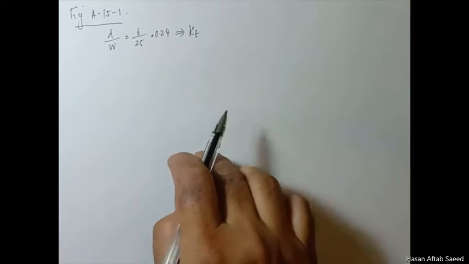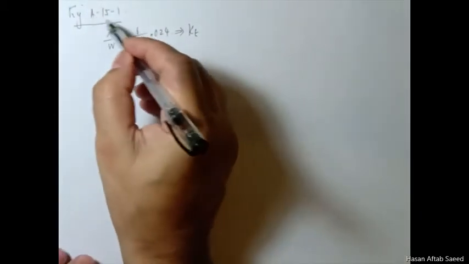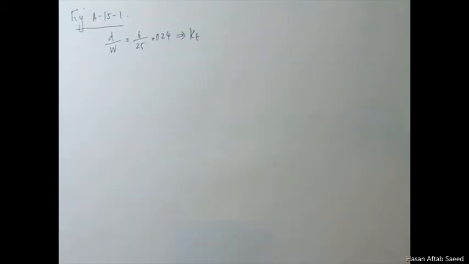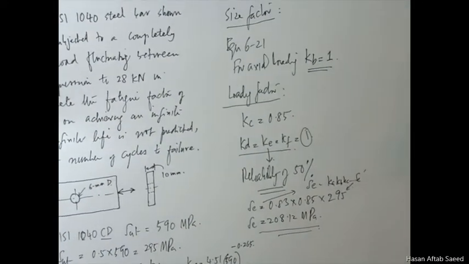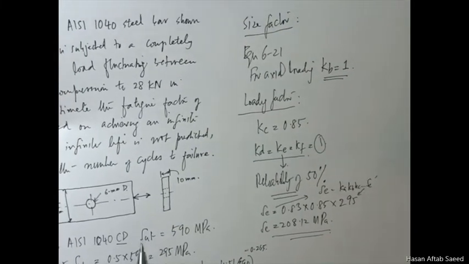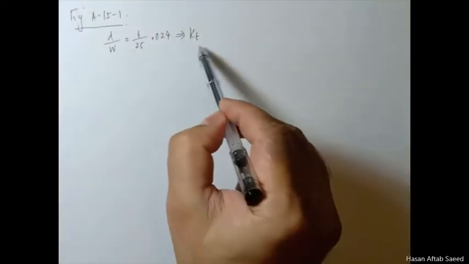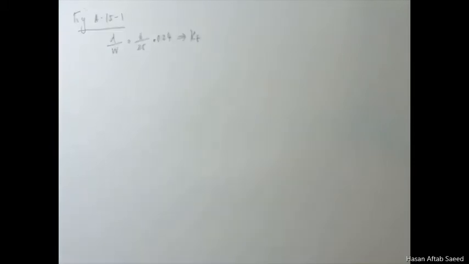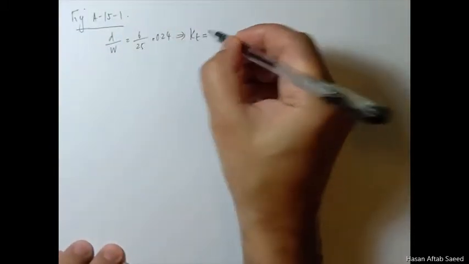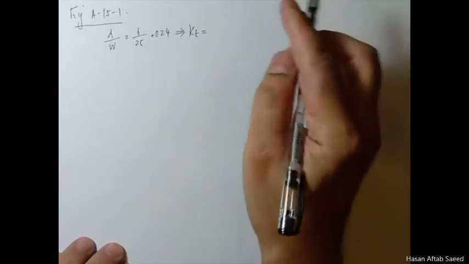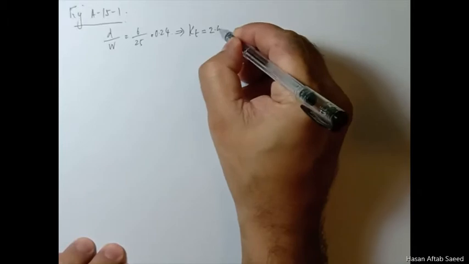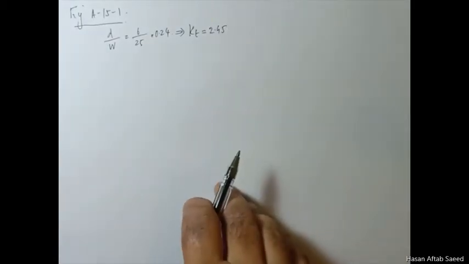And make sure that you are using the correct figure, because the same plate with a hole, with the same dimensions, could be subjected to bending and other kinds of loading. So for each different kind of loading, you'll have a different KT even for the same geometry. So you must make sure you are reading the correct case. So this theoretical stress concentration factor, or geometric stress concentration factor, from the chart is this.